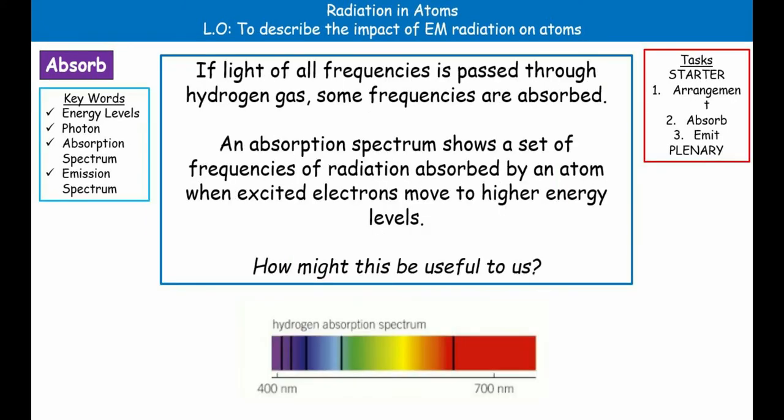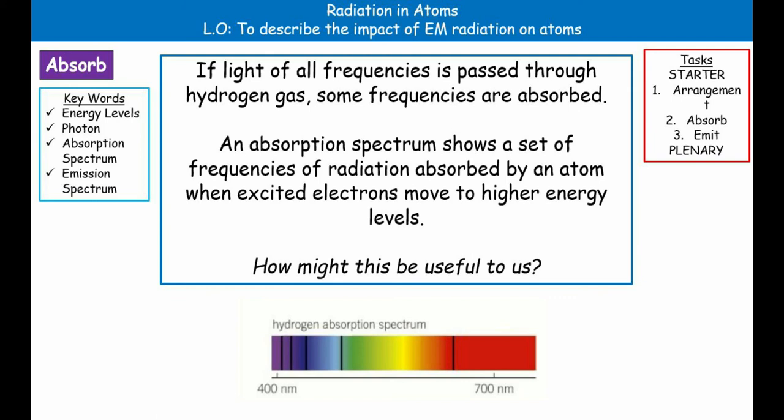If we imagine we've got some hydrogen gas, and what we're going to do is pass some light through that hydrogen gas. Now, the light that we're starting off with has got all the different frequencies. So if you think back to where we've looked at the actual spectrum of light, then we've got all those different frequencies from about 400 to over 700. And what we're going to find then is as that light passes through the hydrogen gas, some of those frequencies will be absorbed.